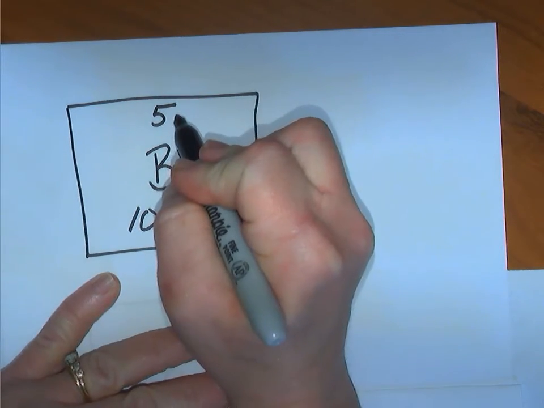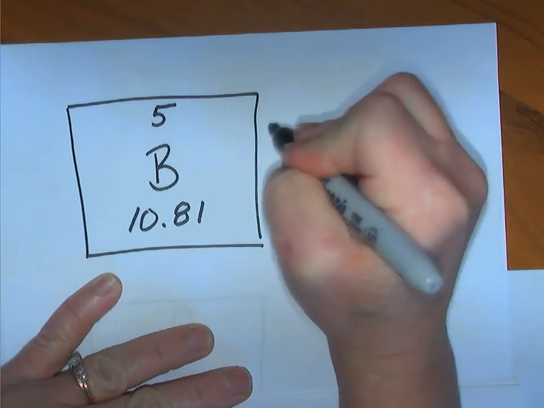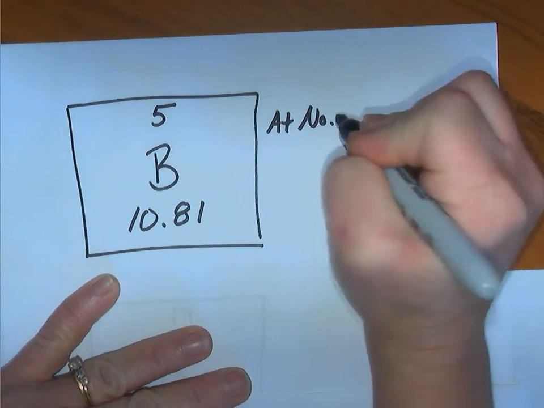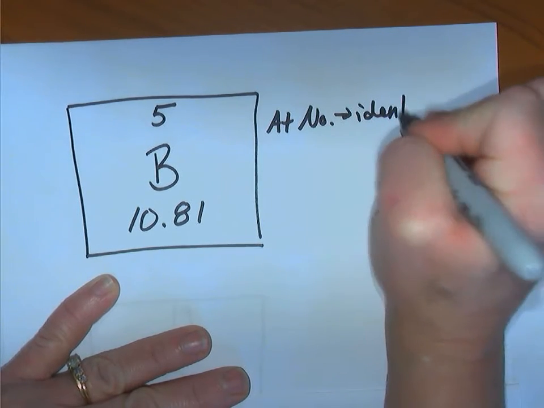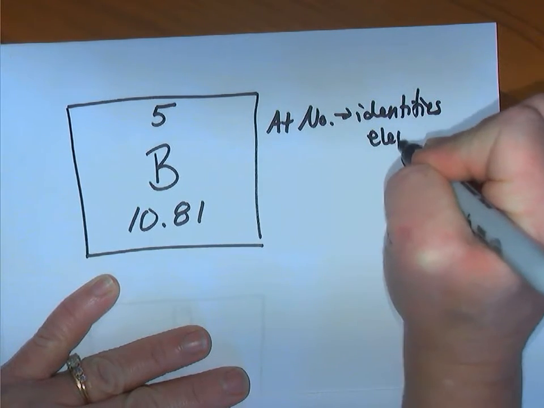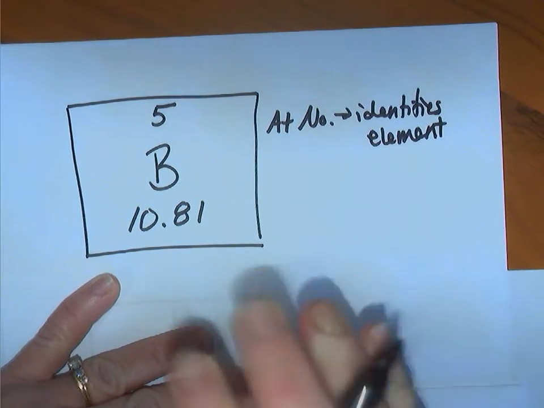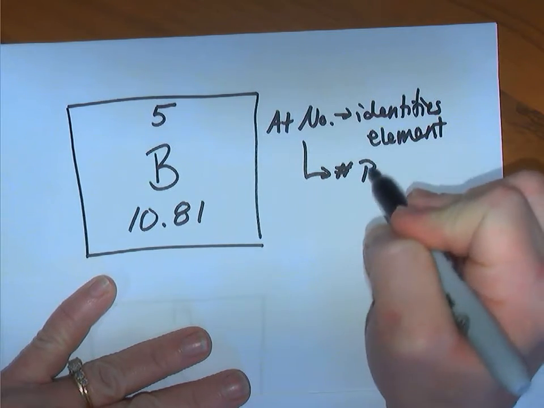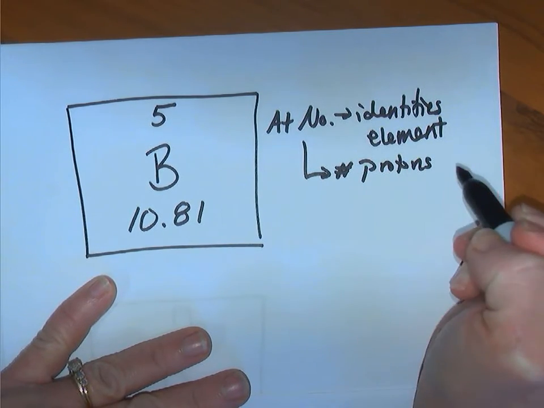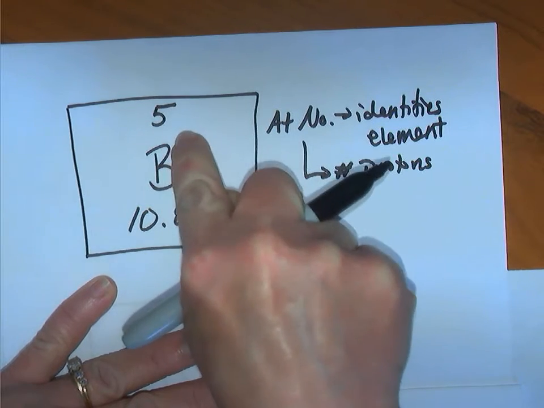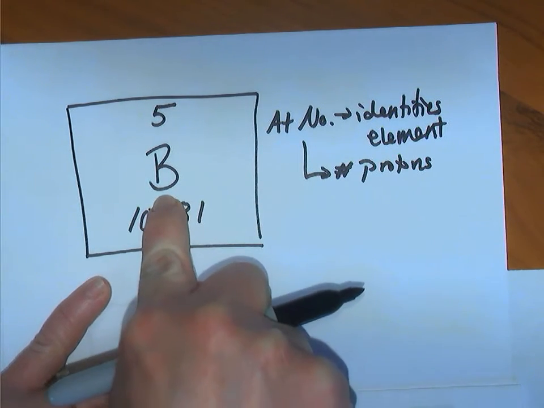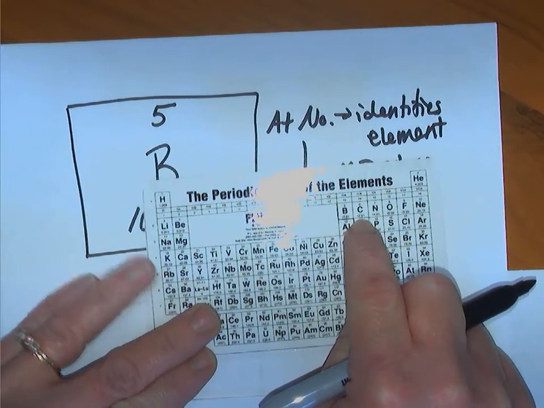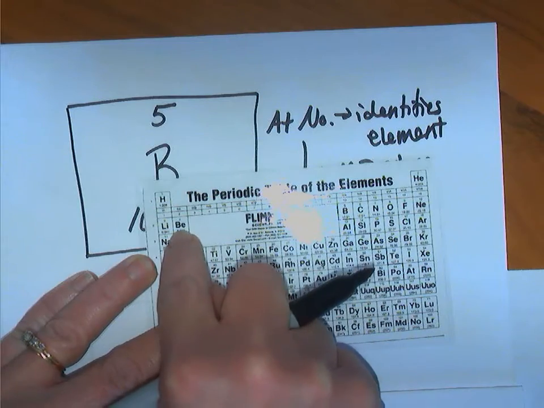The whole number, wherever it may be, is what we call the atomic number. The atomic number is what gives identity to the element. The atomic number, despite what you may have been taught before, is the number of protons within the nucleus. So if we have 5 protons, it can only be boron. As soon as we add another proton, it becomes carbon. If we take away a proton, it becomes beryllium.